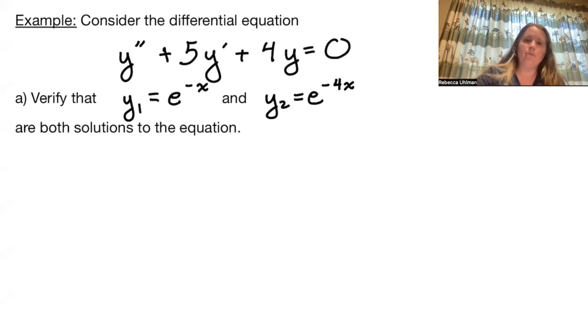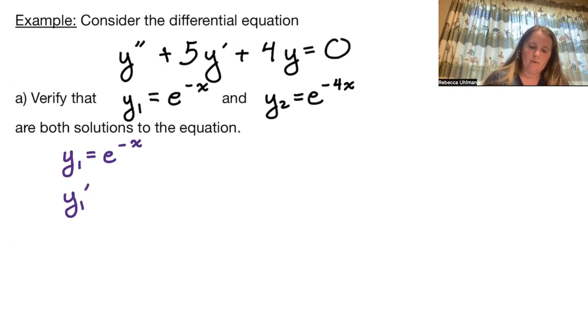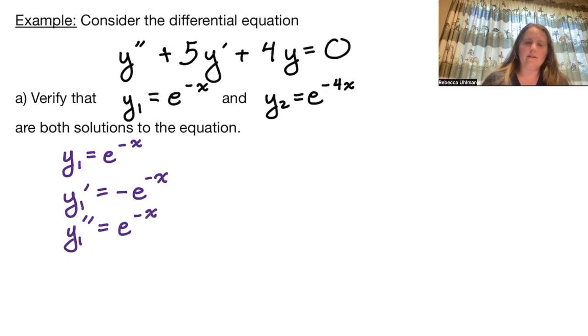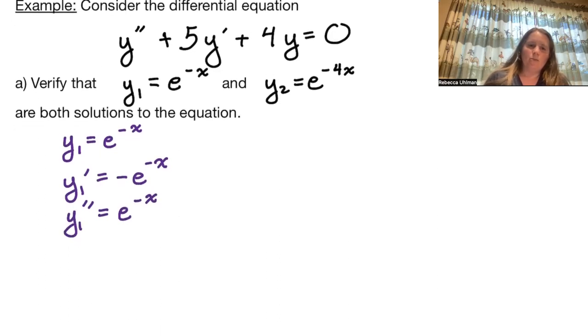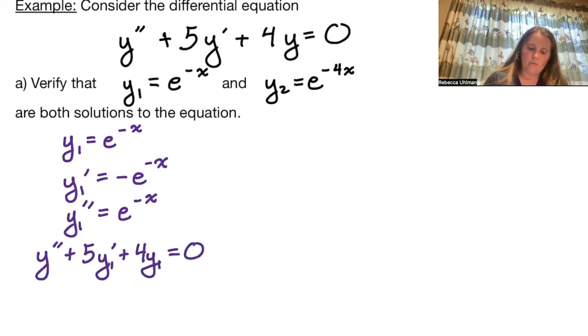So let's start off with y1. If y1 is e to the negative x, then y1 prime would be negative e to the negative x, and y1 double prime would be positive e to the negative x. So if we plug this into y double prime plus 5y prime plus 4y equaling 0, I'm going to replace those all with y1s. We want to know if this is true.